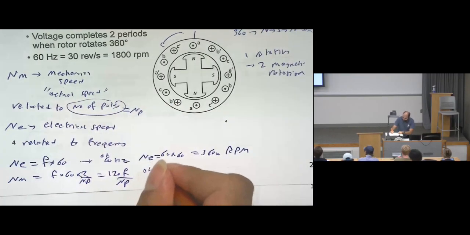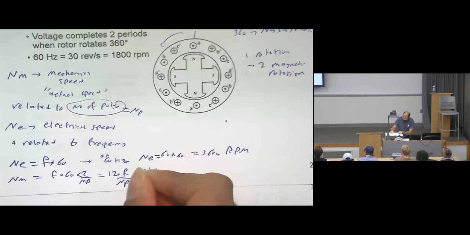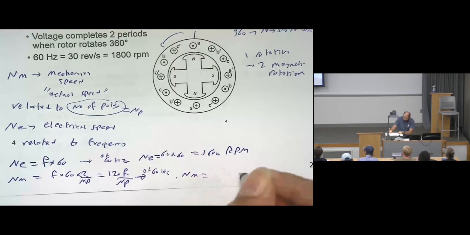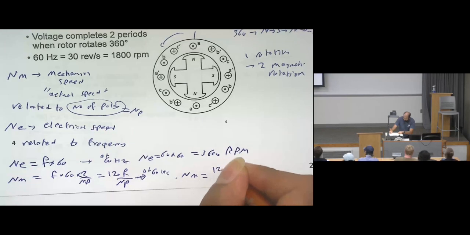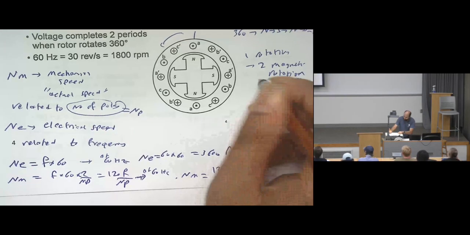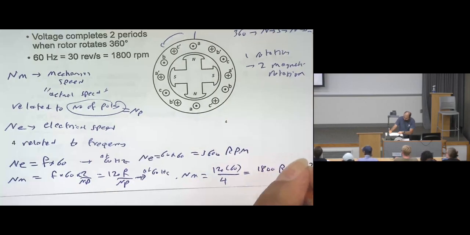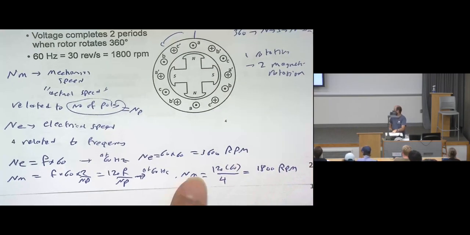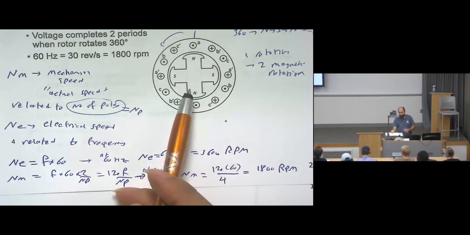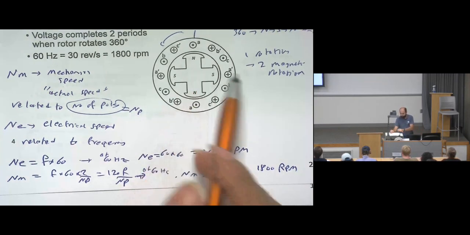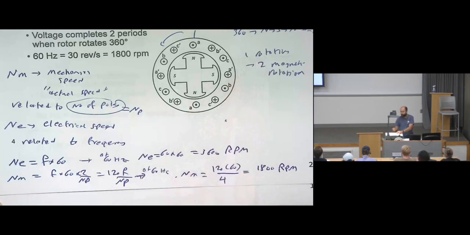So at 60 hertz, the mechanical speed will be 120 times 60 divided by the number of poles, which is 4, so it's going to be 1800 RPM. And this is the actual speed, which is the mechanical speed. While the electrical speed is related to the frequency. If we complete one rotation of magnetic and one rotation of electrical field, they will be the same.